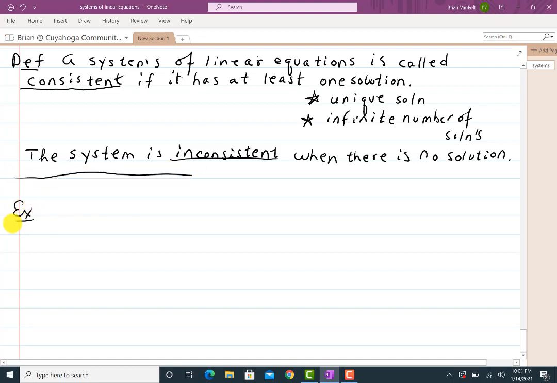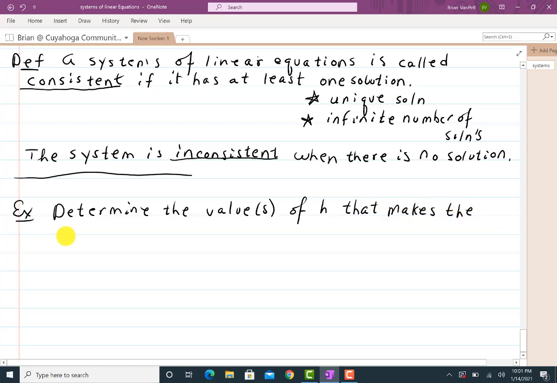Determine the value, or values, it could be plural, of H that makes the system of equations consistent. So, well, actually, I'm not giving you a system of equations. I'm already going to give it to you in augmented matrix form.